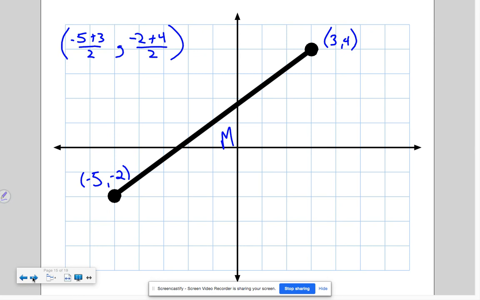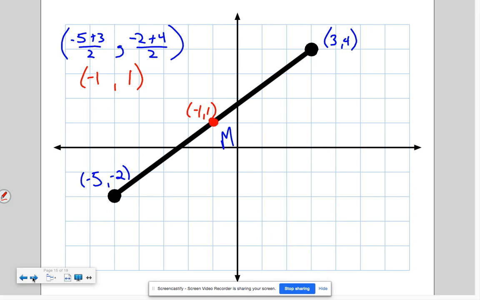Now let's see, what are these? -5 plus 3 is -2, and -2 divided by 2 is -1. -2 plus 4 is 2. 2 divided by 2 is 1. So let's see what that is. -1, 1. There's my midpoint, at -1, 1. So think of midpoints as averages.